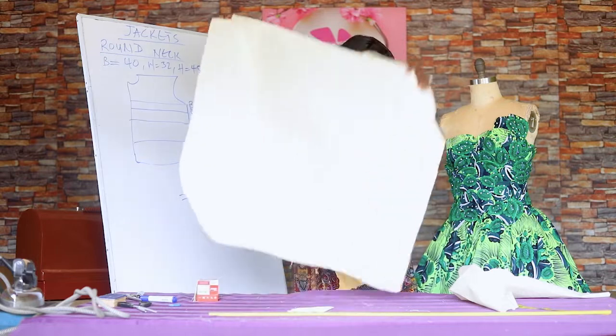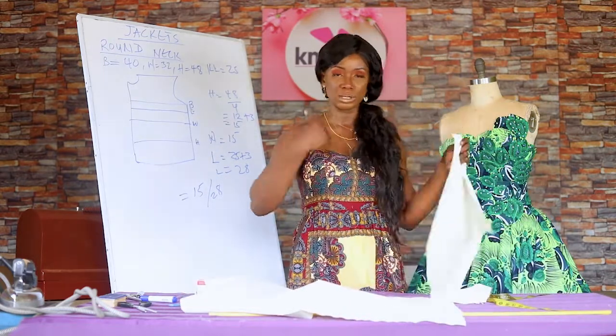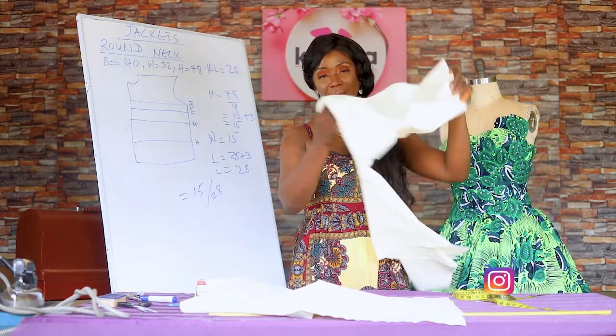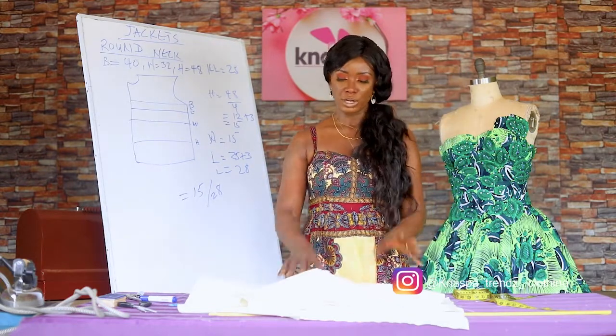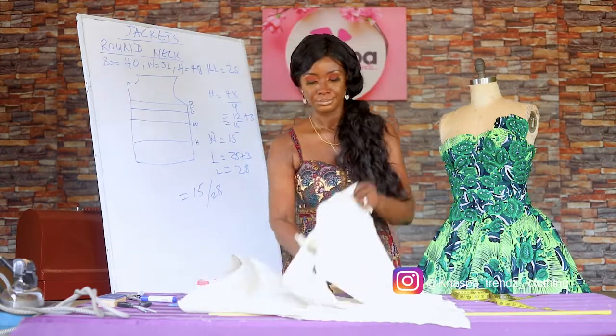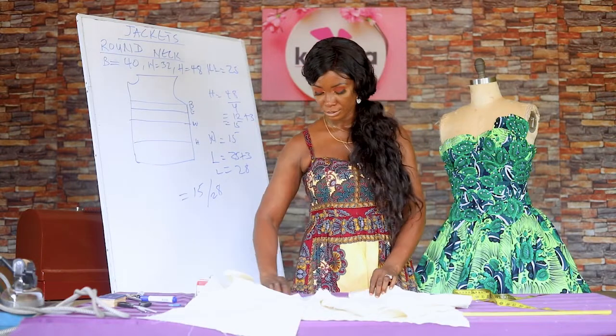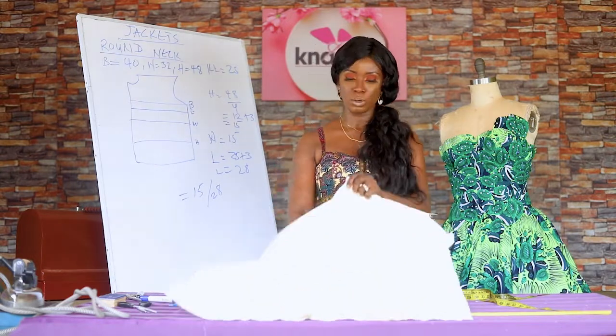So in our next videos, we'll show you how to finish the neckline, how to cut the facings, how to do the hem, fix a sleeve, so that you see how the round neck jacket is done. So this is just for the basic cutting of the front bodice, of the bodice block.